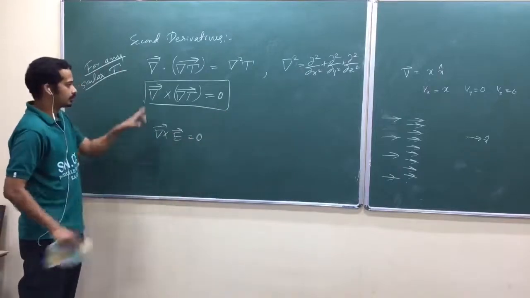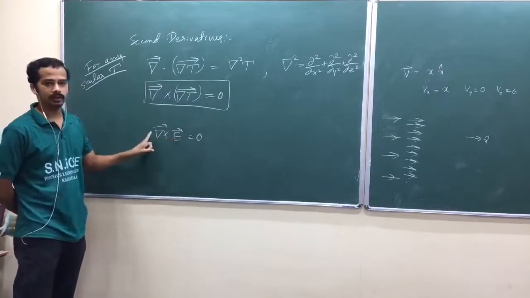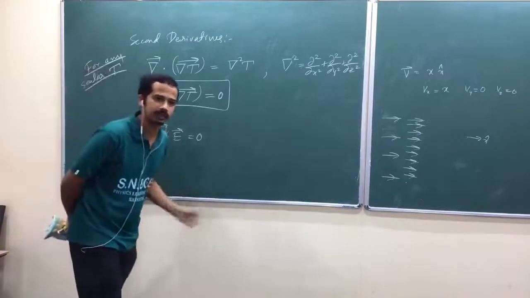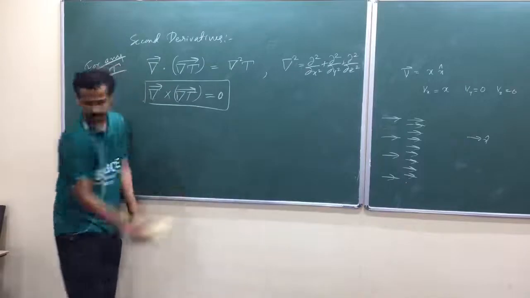Is that okay? So whatever the vector field, if its curl vanishes, that vector field should be able to be written as gradient of some other scalar. Is that okay? Yeah, we shall take that idea later.